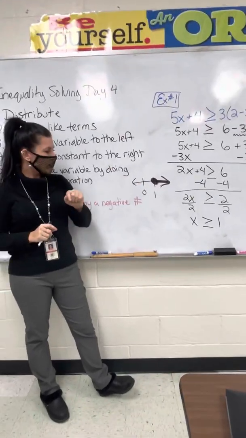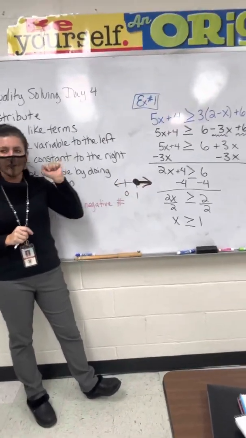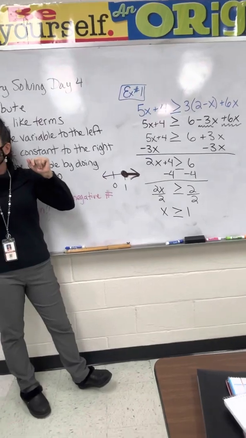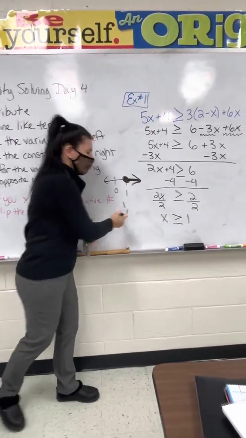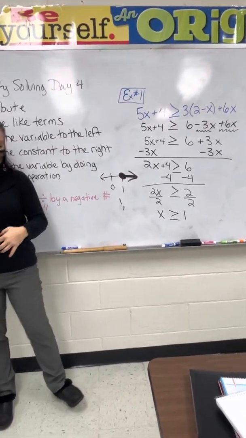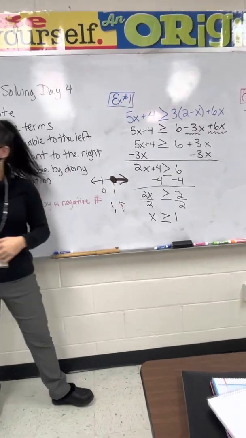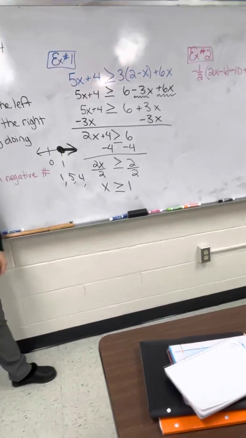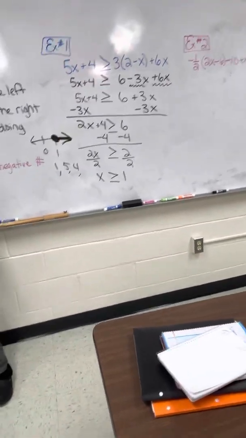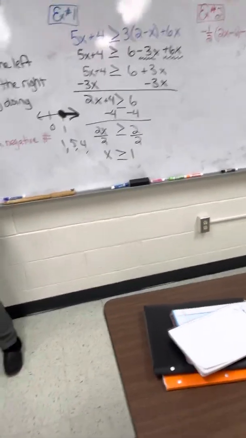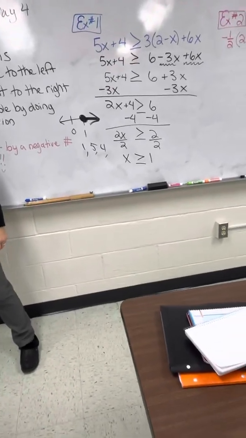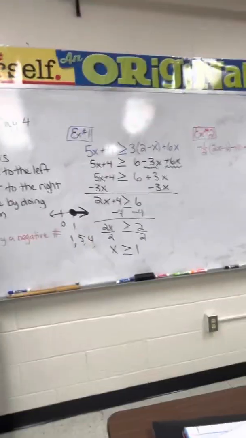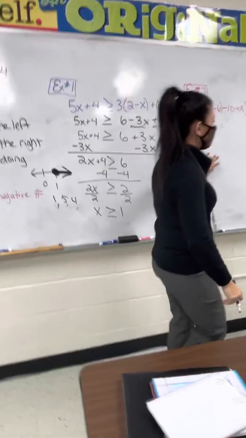So I need some possible solutions that match this answer. Give me a possible solution. 1 works. Give me another possible solution. 5. That works. Give me another possible solution. 4. That works. Does negative 3 work? No. Does 0 work? No. Does 1 million work? Yeah. Good, we're on the same page. Okay, let's go on to the next one.